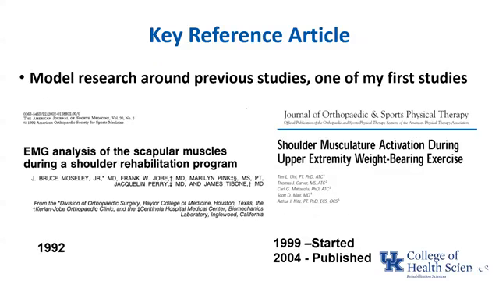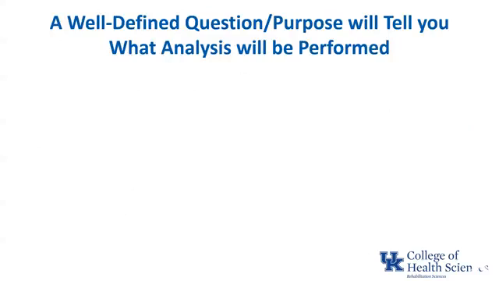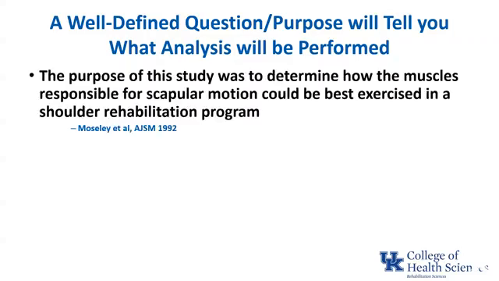So this is an example. One is an EMG study done in the early 90s that I mimicked in 99 when I started here at the University of Kentucky and got published. I think it's interesting when you compare the two different older articles how the research question is written. So in the first one in 92 by Mosley, they wrote a sort of general statement. The purpose of the study was to determine how the muscles responsible for scapular motion could be best exercised. So their goal was sort of to identify which muscles are most active, but they don't really specify what analysis they're actually going to do.